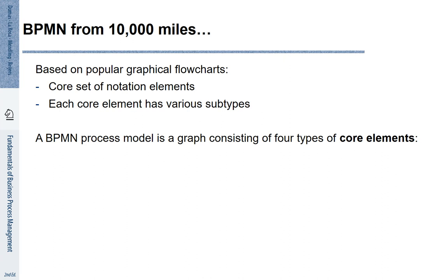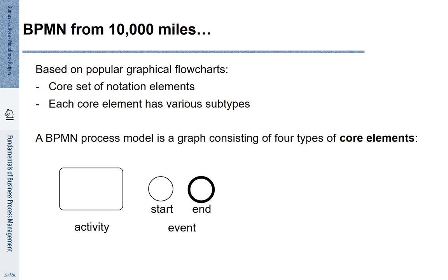There are various specific types of elements, but if you look at the core elements, there are only four of them. They are activities, which are represented by boxes. They are events, such as start and end events, which are shown as circles. They are gateways. Gateways describe how decisions are being taken in the process. And all of these elements are connected with so-called sequence flow arcs.